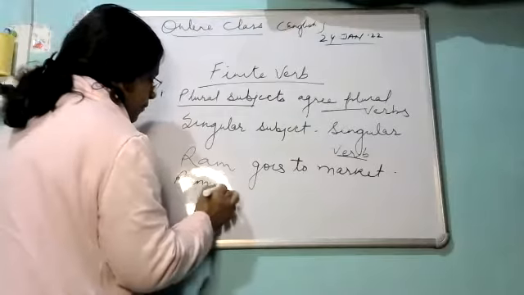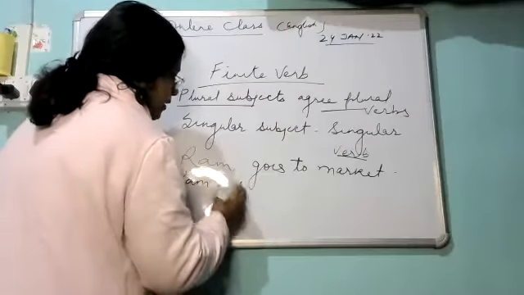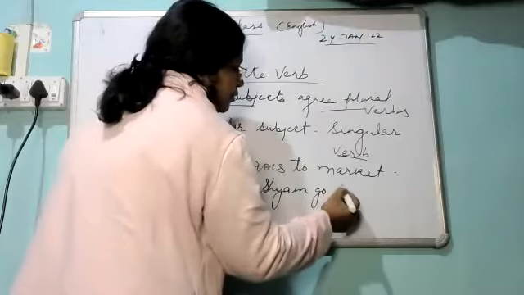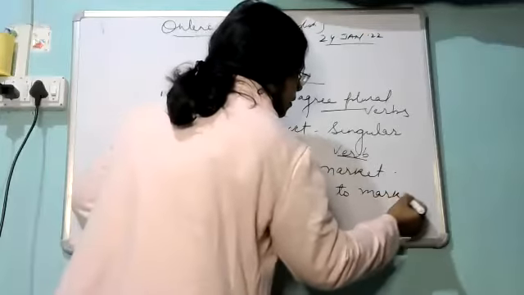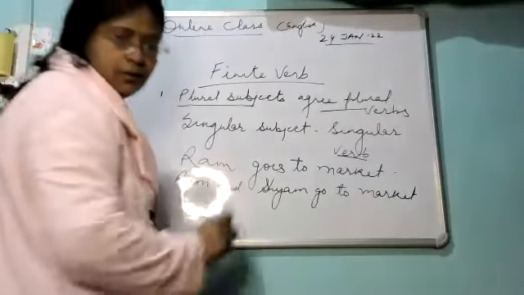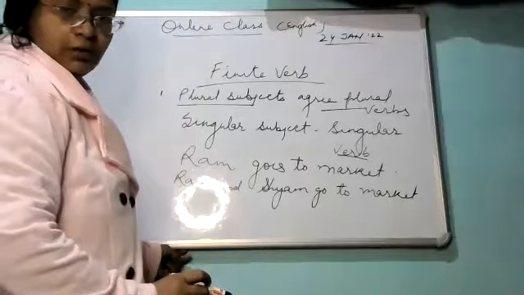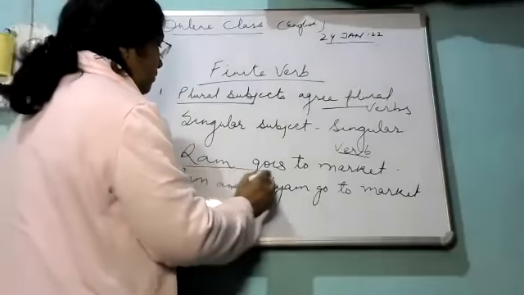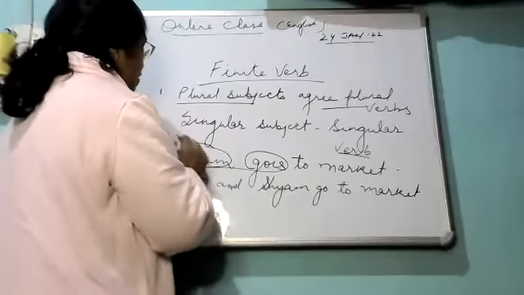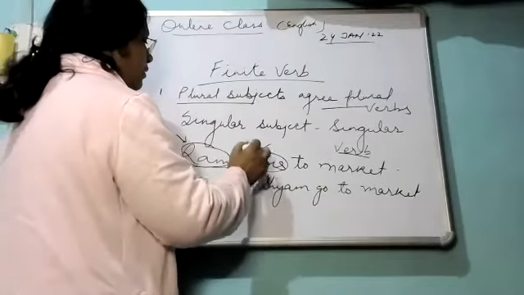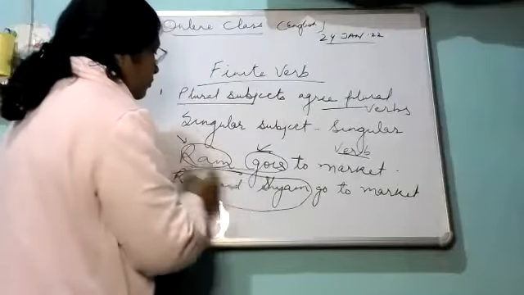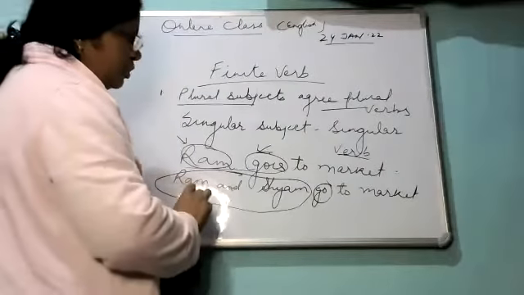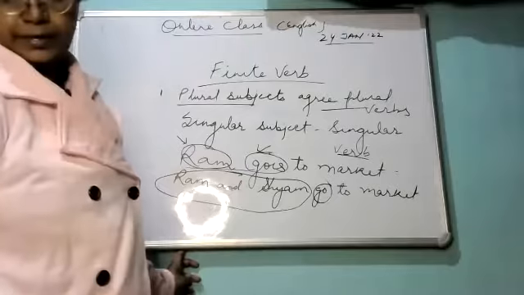Ram and Sean go to market. Is that clear to you people or not? Yes, ma'am, clear. So Ram goes to market. This is singular subject and this is singular verb. Ram and Shyam, plural subject, plural verb. Understood? Yes, ma'am. Okay, next.